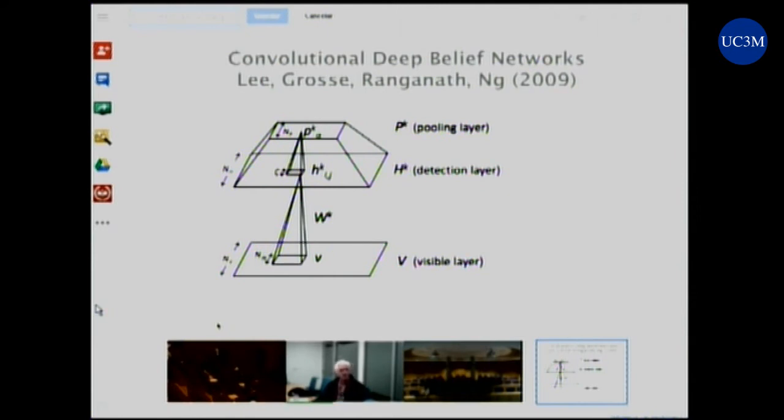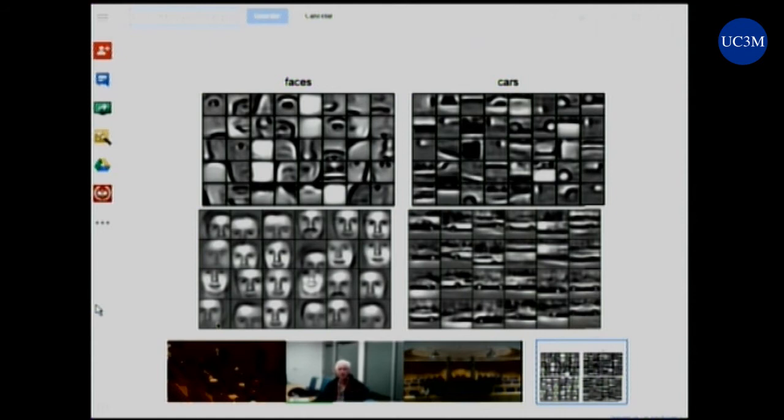Starting in 2006, with some recent results in 2009 that started to be very impressive. And here's just a diagram of what the processing looks like, feeding up to higher levels. And here are the pieces that come out. I'm not sure how well you can see that, but it's starting to get a lot more interesting.